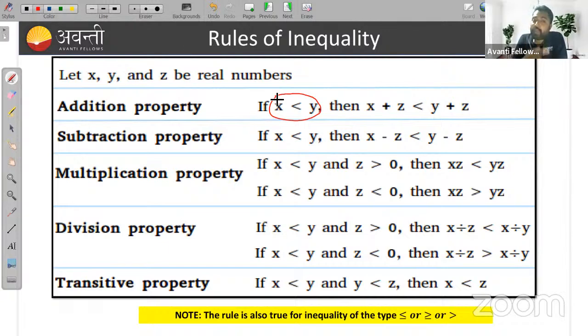Same thing will also happen with the subtraction. If you are subtracting the same quantity from both sides of the inequality, then the sign of the inequality will not be changed either. But in case of multiplication, what is happening?